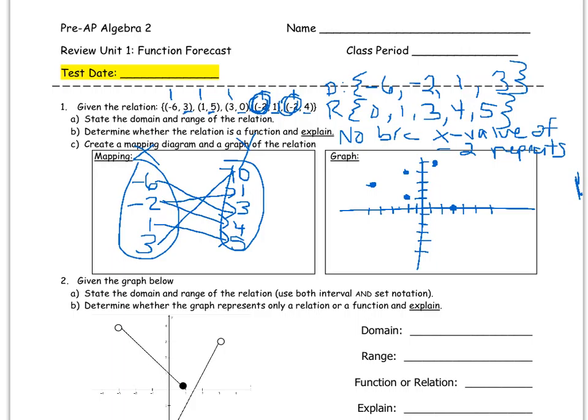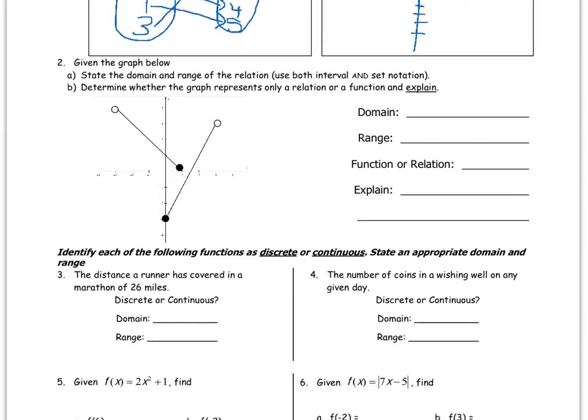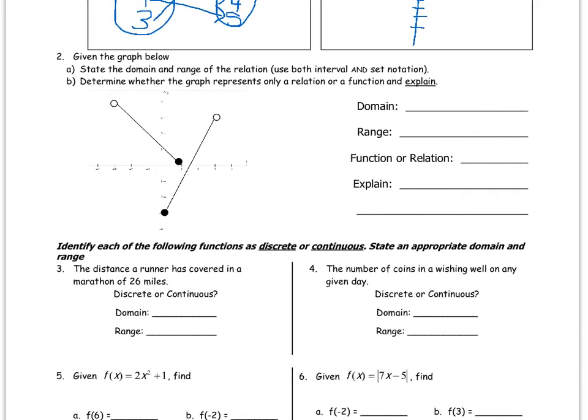So now we're going to move to problem number 2, which we worked on in class, but I'll still go through it again here. Our domain, we're looking left to right. So the farthest left at any point my graph goes is -3.